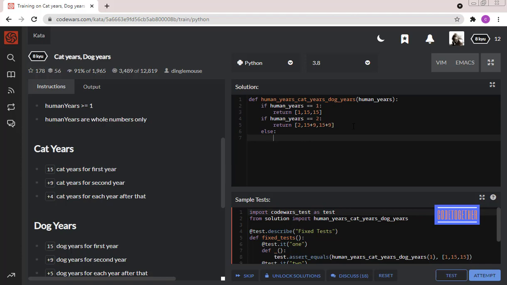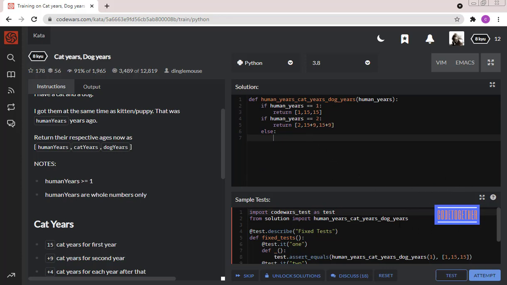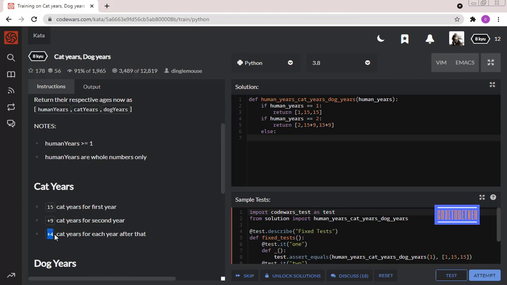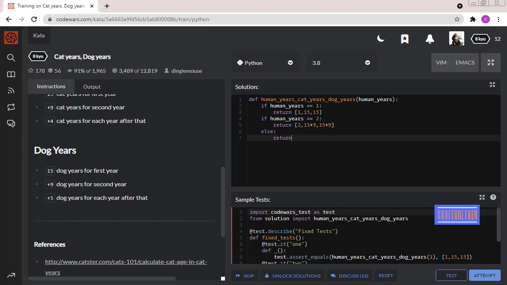for the other situations we have to use else and return the human years, and human years multiply by 4 for each year after the second year for the cat years, and multiply by 5 for each year after the second year for the dog years. So for the first year and second year, it is 15 plus 9, and 15 plus 9, and after that each human year is equal to 4 for cat years and 5 for dog years.